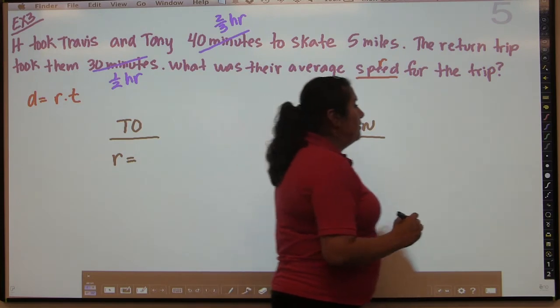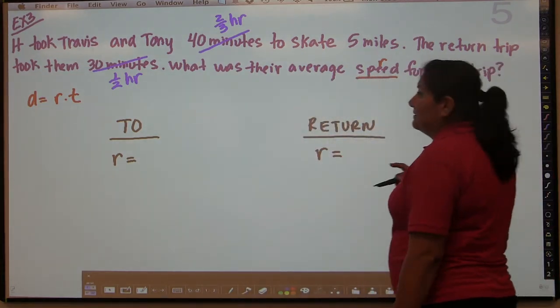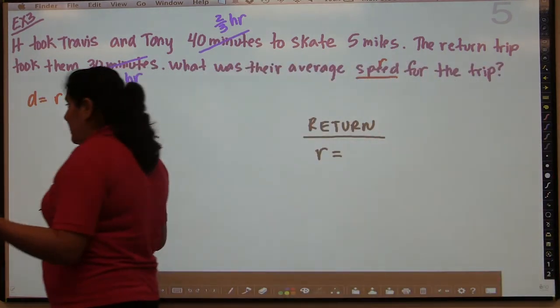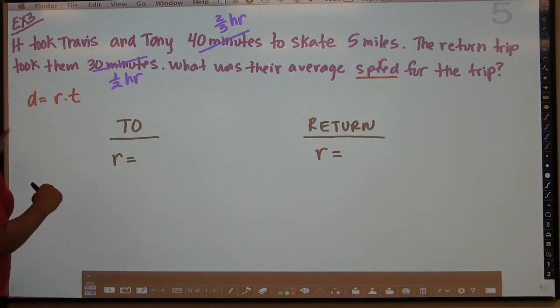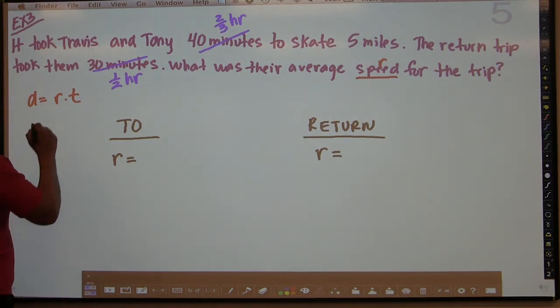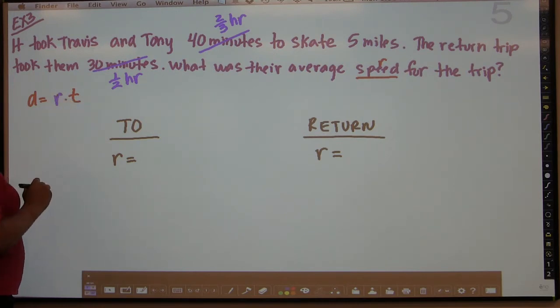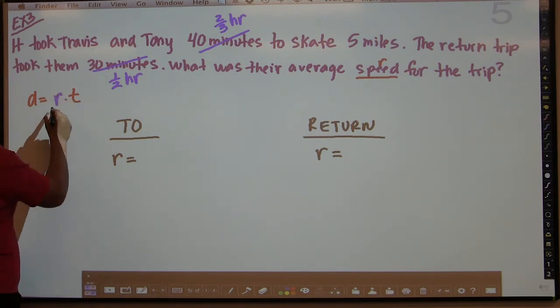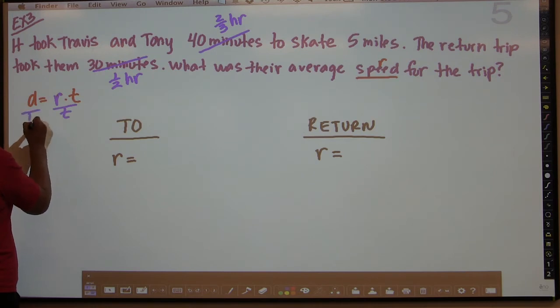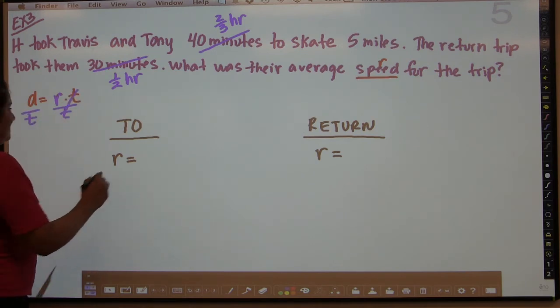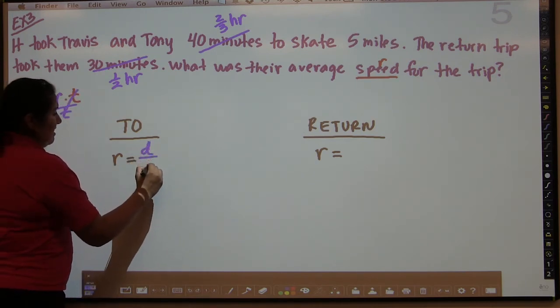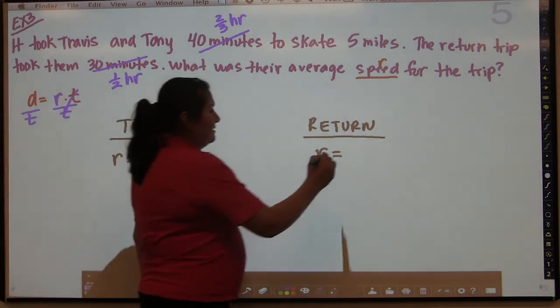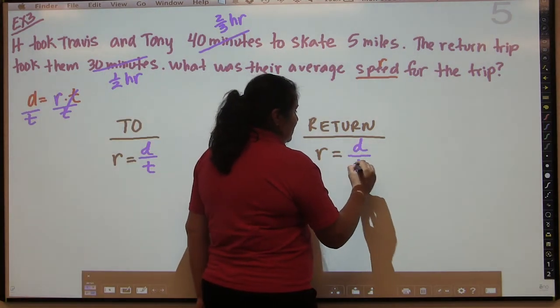Now, we learned in the last section, or a couple sections ago, how to take an equation that's got multiple variables, and in this case, we want r, because I want the rate. So if I want to solve for r, I can divide by t on both sides. So r equals distance divided by time.